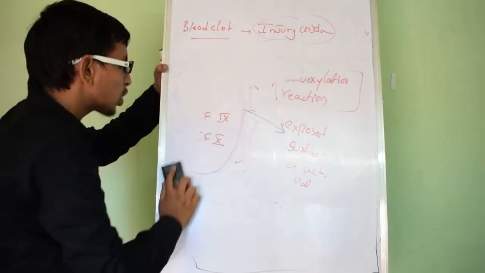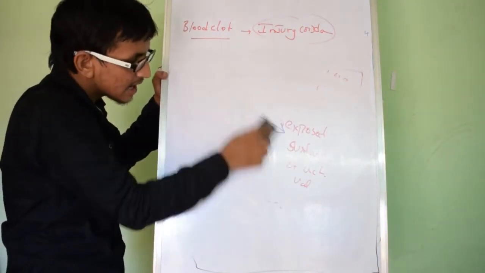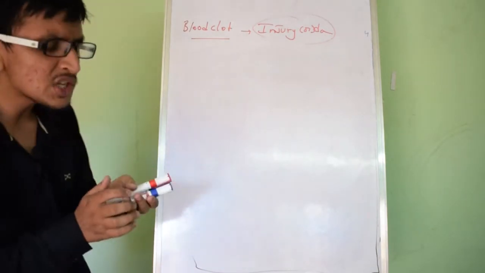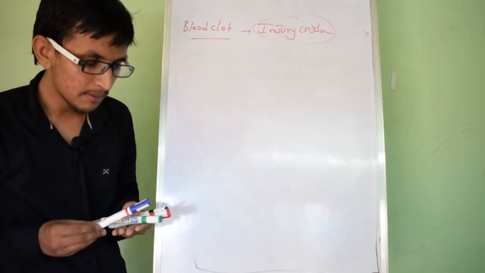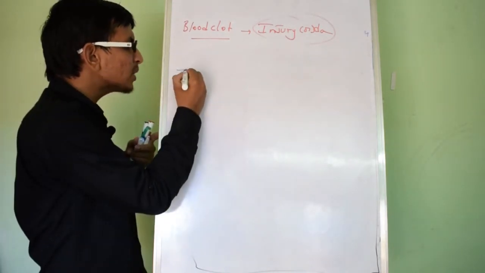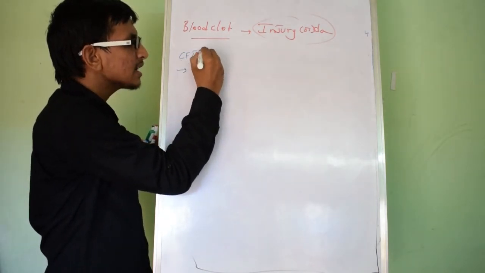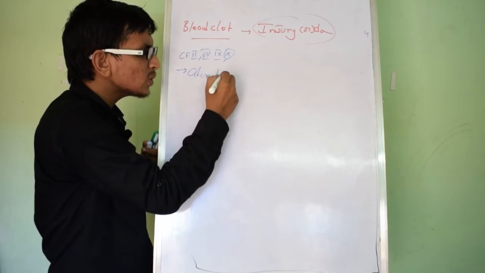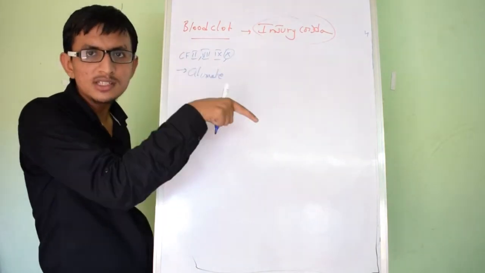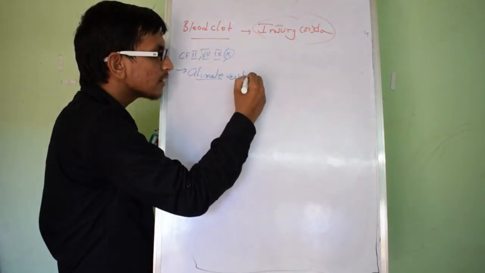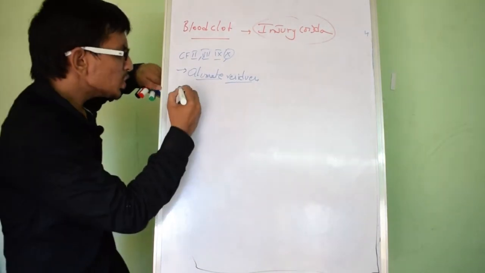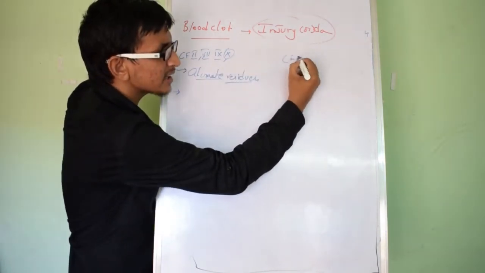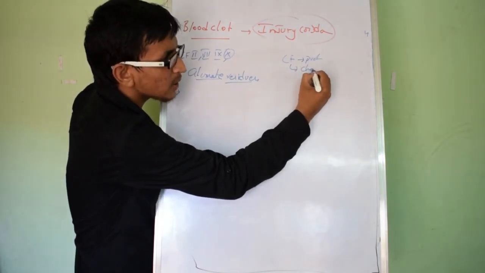Okay, friends, as you all know, coagulation factors are nothing but proteins, and proteins are nothing but chains of amino acids. It means these coagulation factors have different types of amino acids. One of the types of amino acid that coagulation factors 2, 7, 9, 10 consist of is glutamate residues. These glutamate residues are present throughout the amino acid chain.